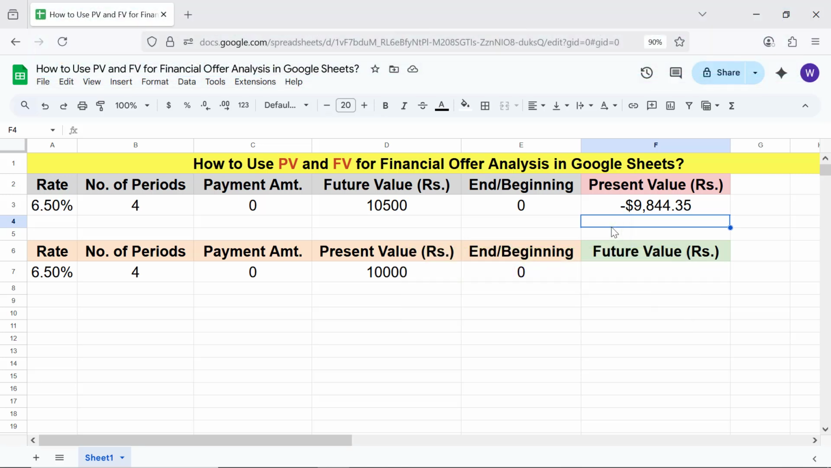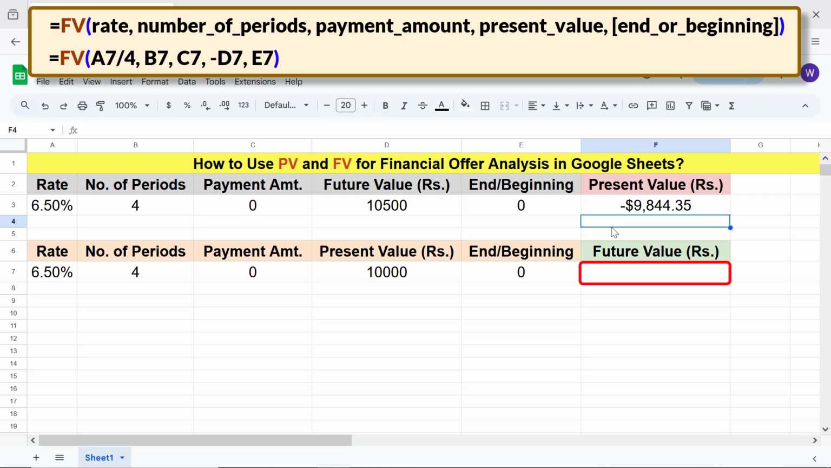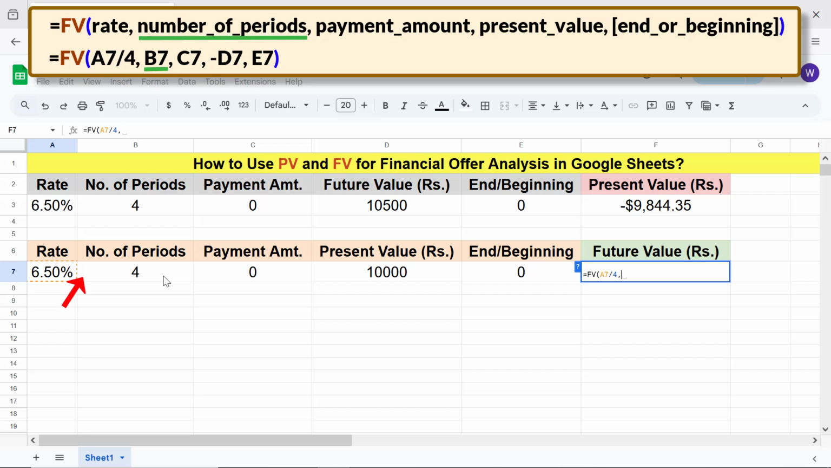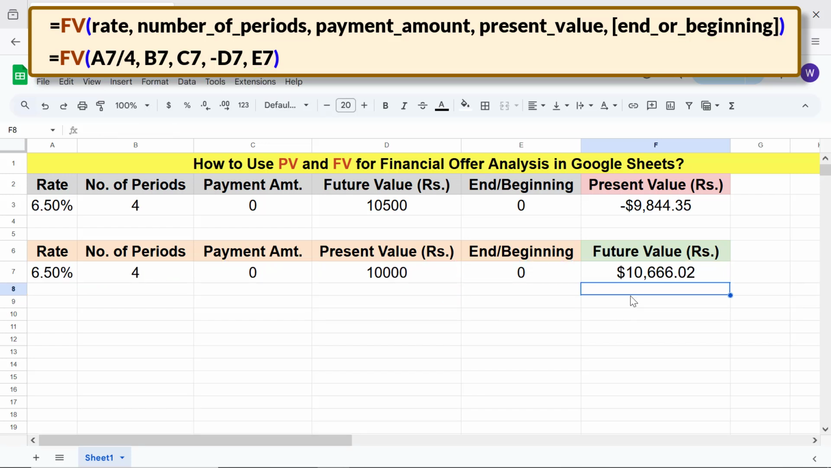Going forward, let's calculate the future value of this amount. The formula for this data is. Let me type the formula. Let me remove the dollar symbols.